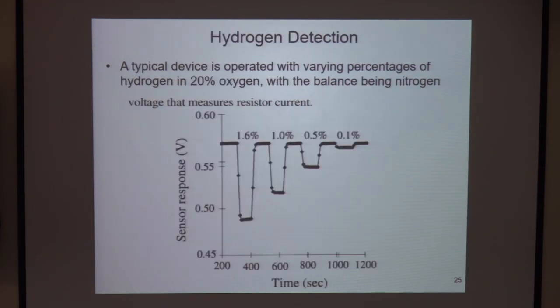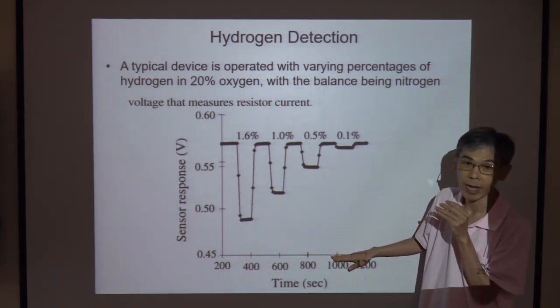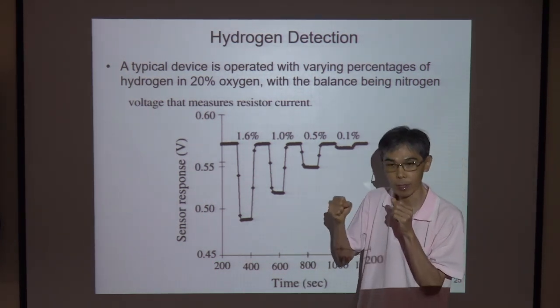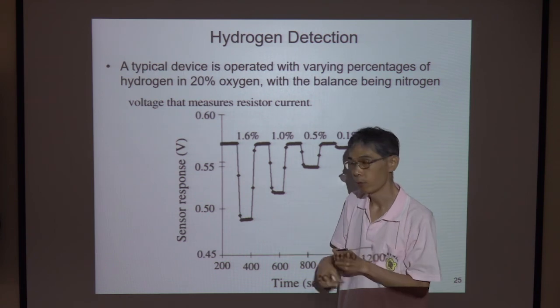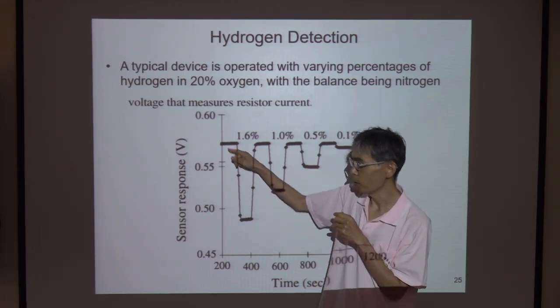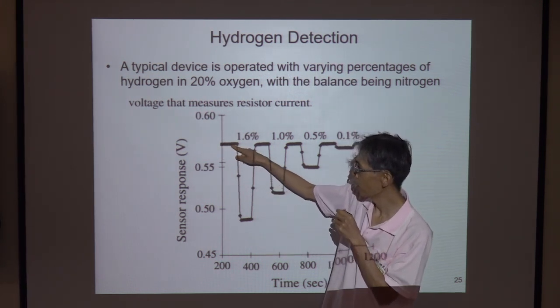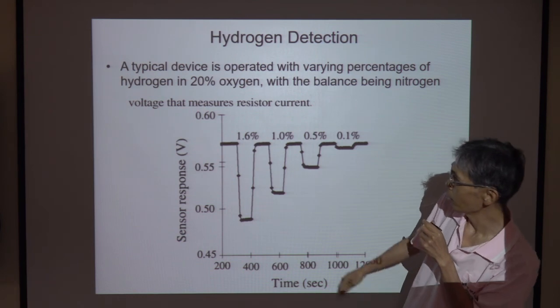Next page. So hydrogen detection. This is a gas sensor to detect hydrogen. This X coordinate represents time. Now we start the experiment. We go to the gas chamber. We open the gas input. So the gas in.